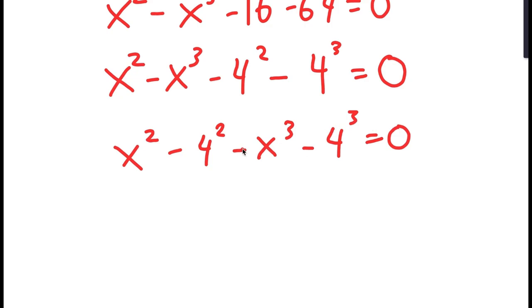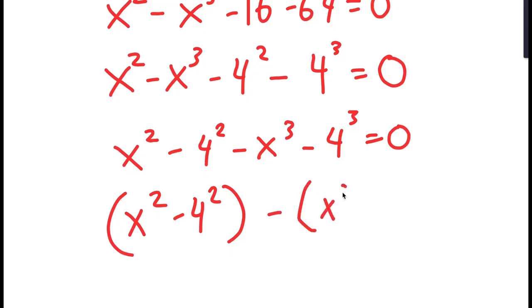So now, there are two properties that I'm going to use. Before that, I'm going to rewrite this as x squared minus 4 squared, and I'm going to group this minus x to the power of 3 plus 4 to the power of 3. We put this plus because this negative sign distributes.